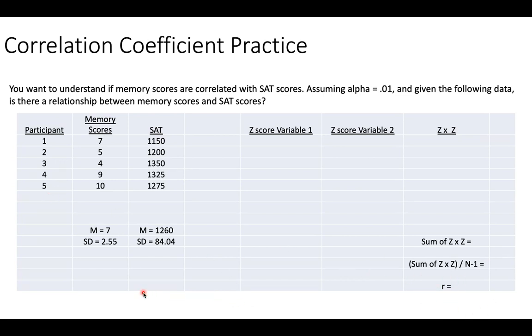Go ahead and press pause. See if you can do that. Remember, round to 2 decimal points for every calculation. So I'm going to go silent for a second, and then I'll pick back up with the lecture. So press pause, do the math, write your APA-style conclusion, and then press play to check your answers.